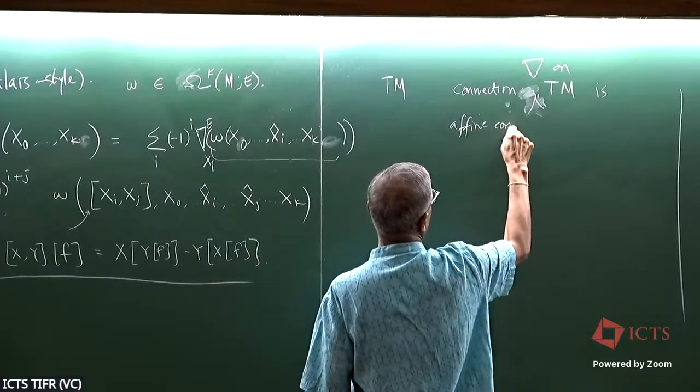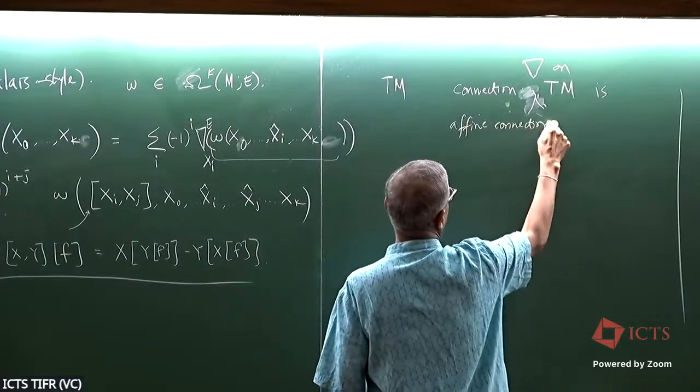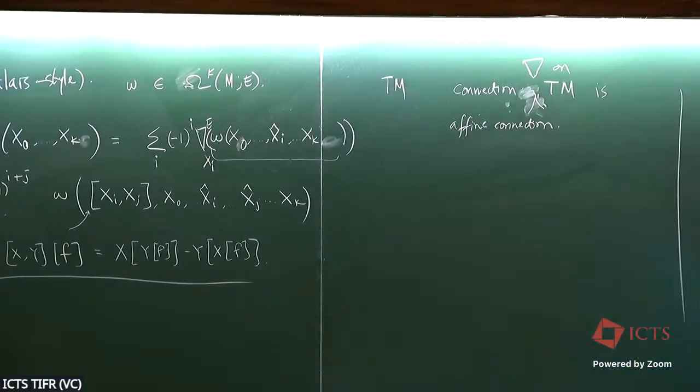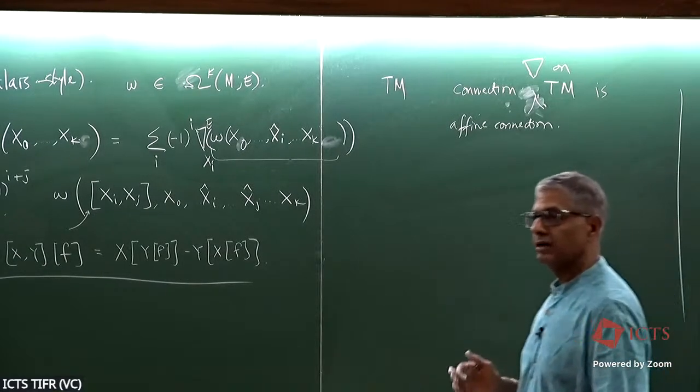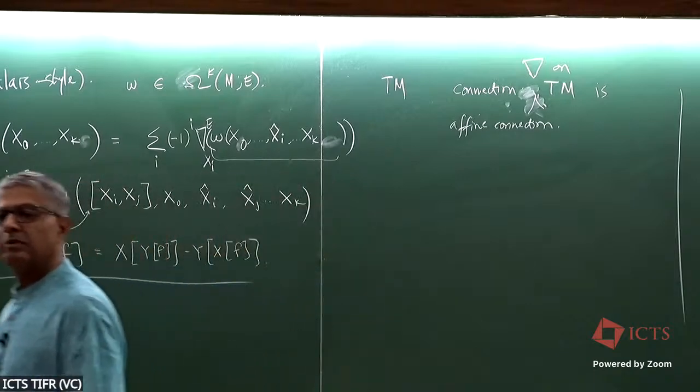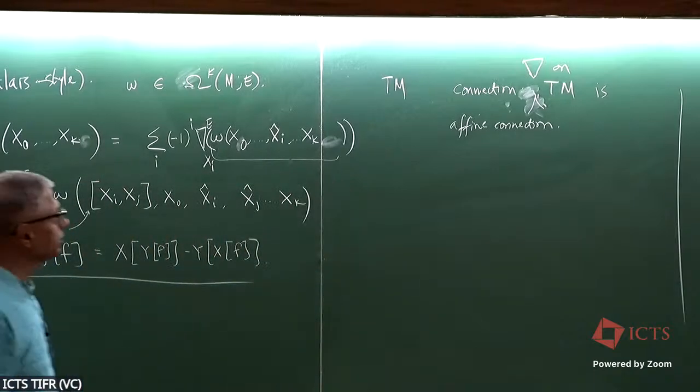So for example, if you happen to have a metric and you take the Levi-Civita connection, it is a particularly nice affine connection. It's unique. It's compatible with the metric, and it's torsion-free. But let this be any connection on TM. There need not even be a metric. The TM is a bundle. It can have a connection. So let it be that.